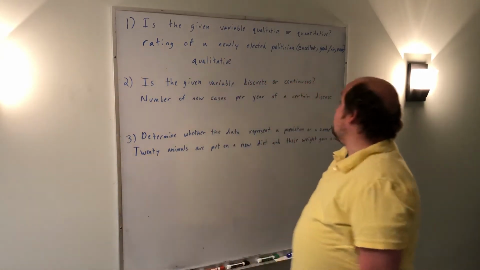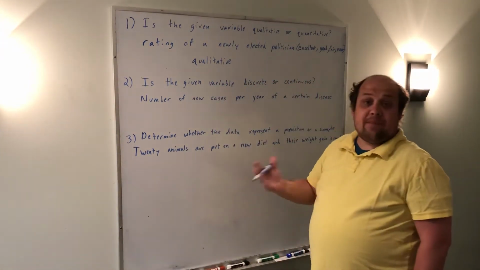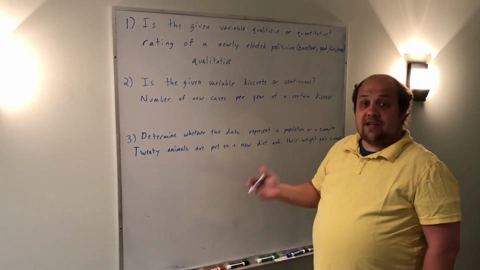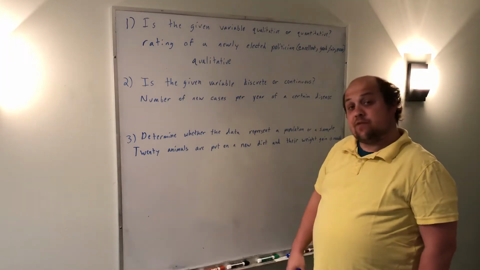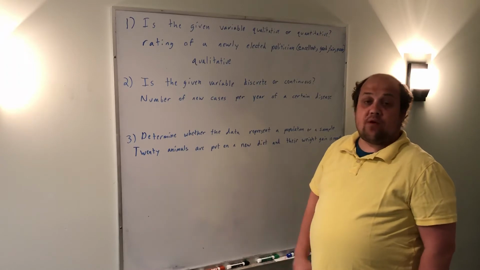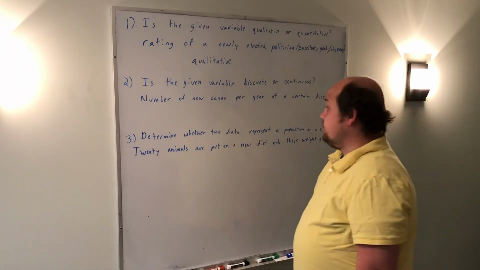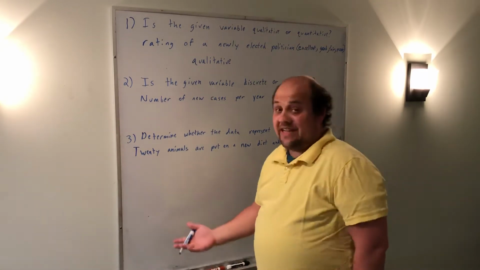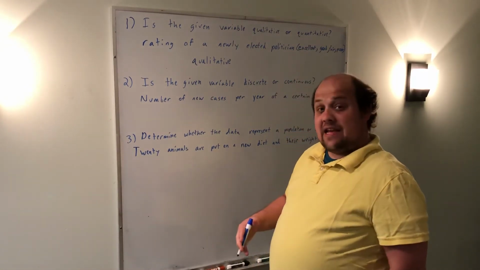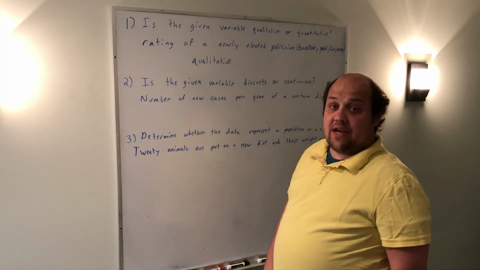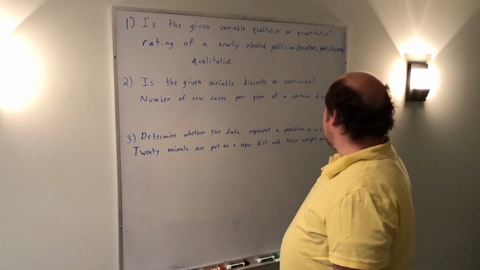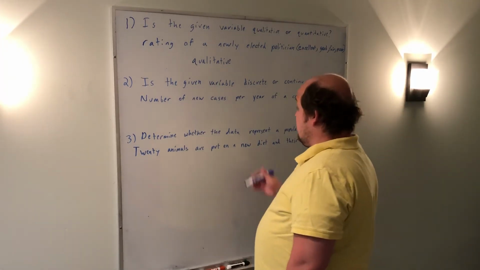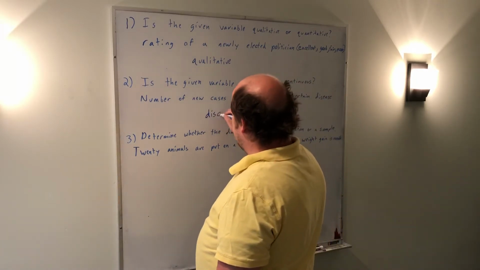Is the given variable discrete or continuous? Remember, that means, can I have part of a whole? If I can have parts of a whole, it's a continuous variable. If I can only have whole number answers, it's a discrete variable. Number of new cases per year of a certain disease. Either somebody got the disease or they didn't. I can't have half a case in a given year. So the number of new cases per year of a certain disease is a discrete variable.